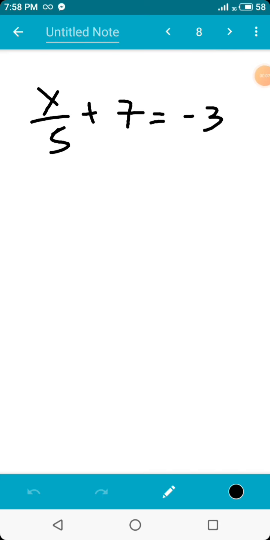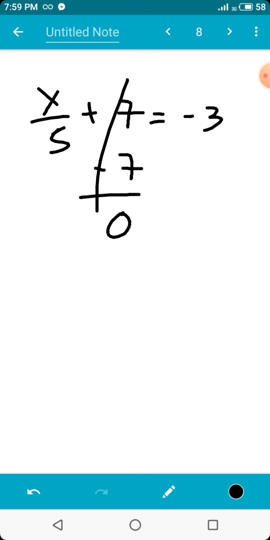Alright, so meron tayo ditong x over 5 plus 7 equals negative 3. Kailangan ulit matira lang si x. Ang kailangang ma-cancel sa side na to ay yung mas malayo sa x, which is yung positive 7. So, to cancel that, mag-minus tayo ng 7. Magiging 0, so canceled na yan. And then, of course, mag-minus din tayo sa kabila.